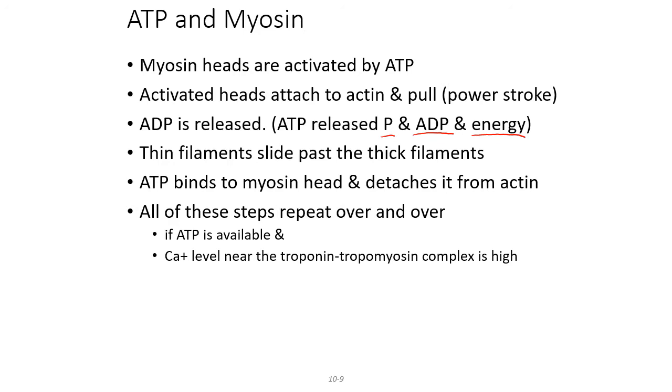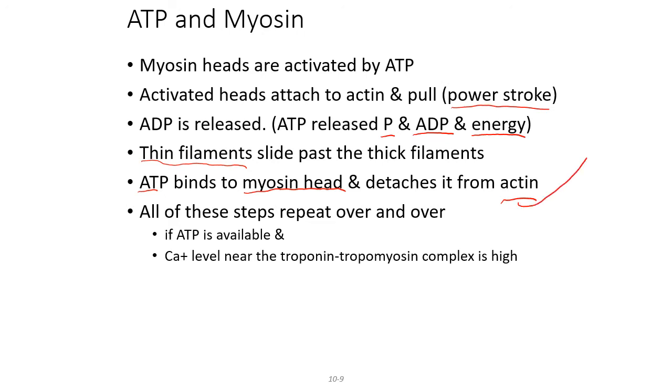The myosin head can then use it for the power stroke, and so it can pull that actin towards the M line. The whole thin filament begins to slide past the thick filament, and then new ATP comes along. It binds to the myosin head, that weakens the attachment to the actin, and we then get the whole process repeating again.